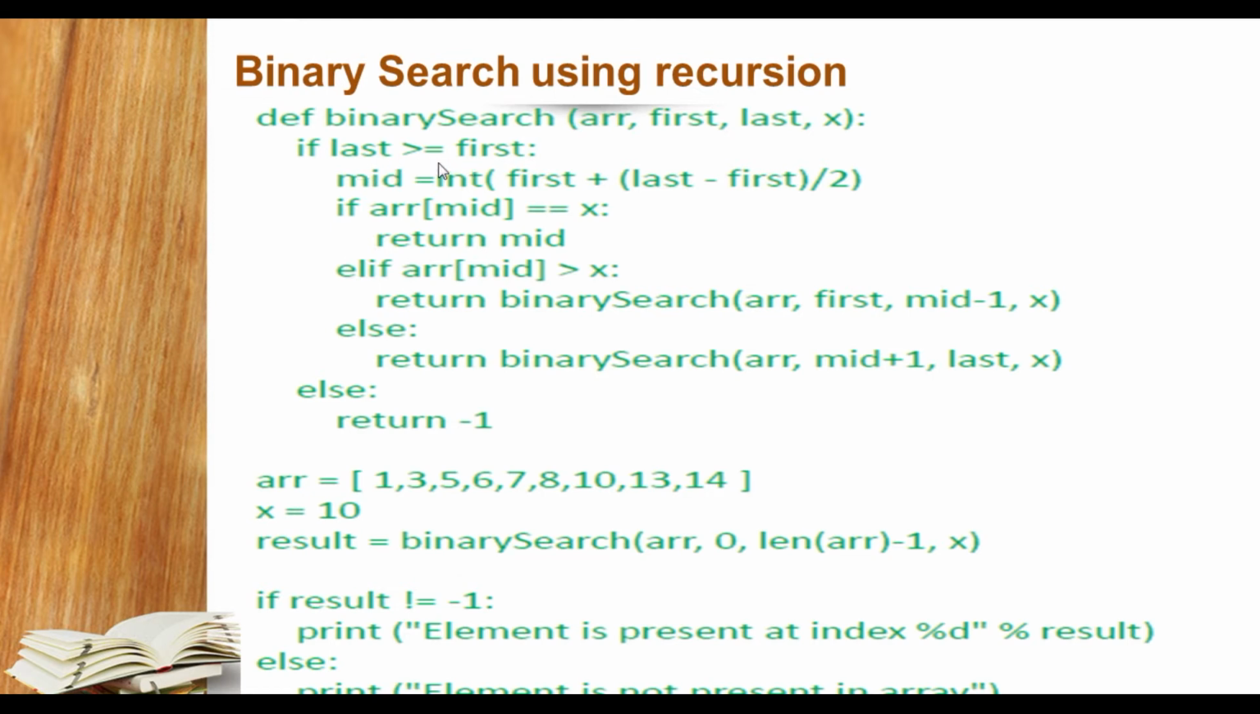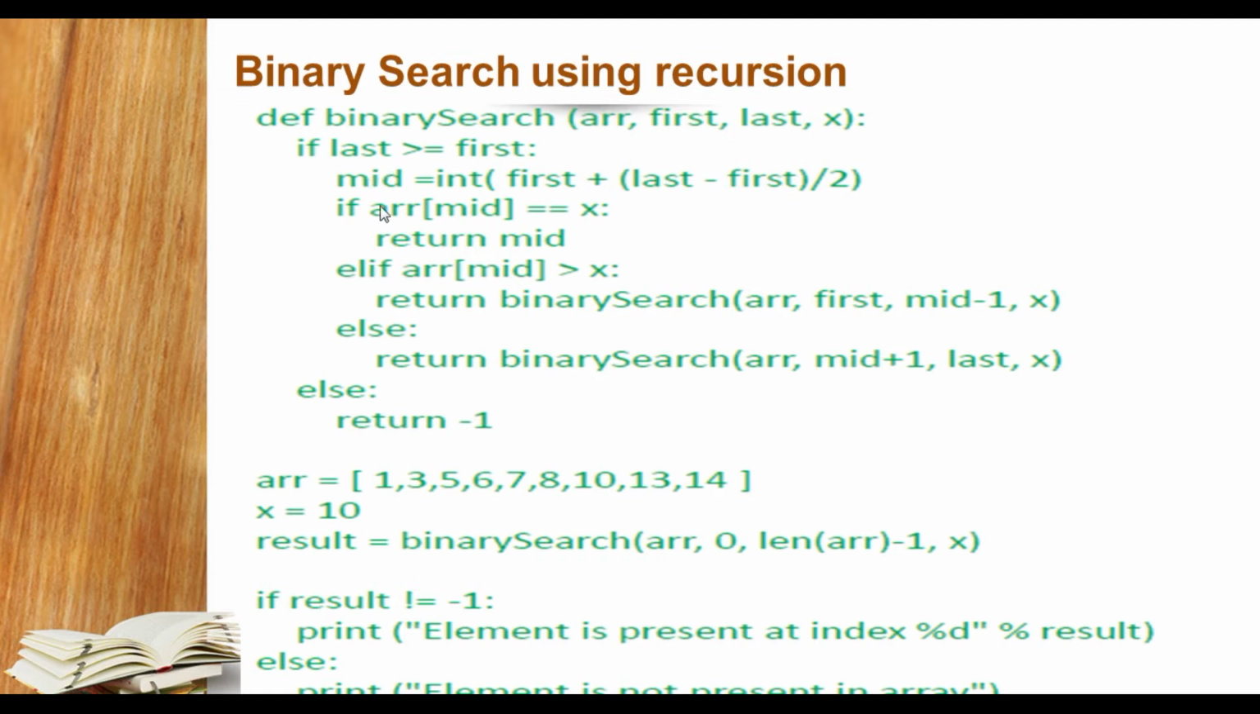If it is true, then the condition counts as true and the block of the if will be executed. Now after that we are going to calculate the midpoint of the array. How are we going to calculate that? mid equals int, because we are going to typecast to integer. Within round brackets we write first plus last minus first divided by 2. So whatever the last upon 2 is, it will come to the midpoint.